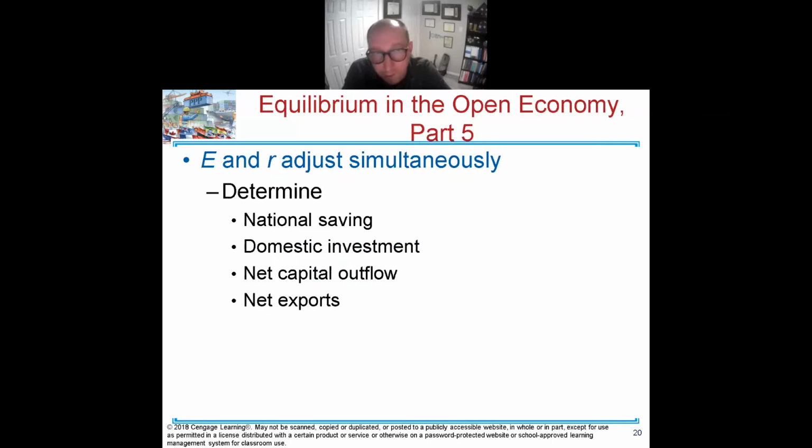The point of equilibrium and the real exchange rates adjust simultaneously to determine the amount of national savings, domestic investment, net capital outflows, and net exports.